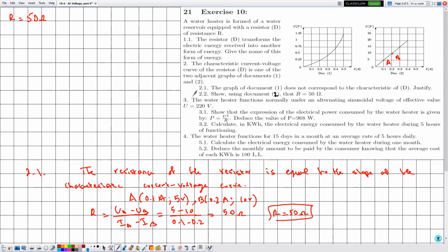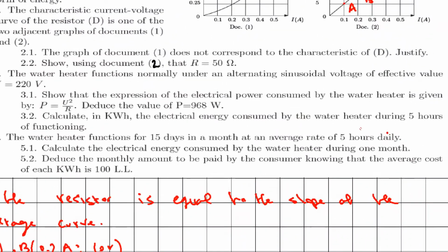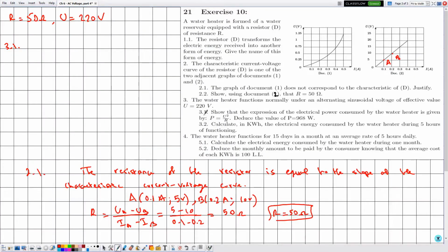Now we have reached part 3 and they are telling me the water heater functions normally under an alternating sinusoidal voltage of effective value U equal to 220 volts. So the moment they give me the effective voltage, we deal with it as if it was a DC voltage source. Now in 3.1 they are telling me show that the expression of the electric power consumed by the water heater is given by that. So we need to prove the following expression.